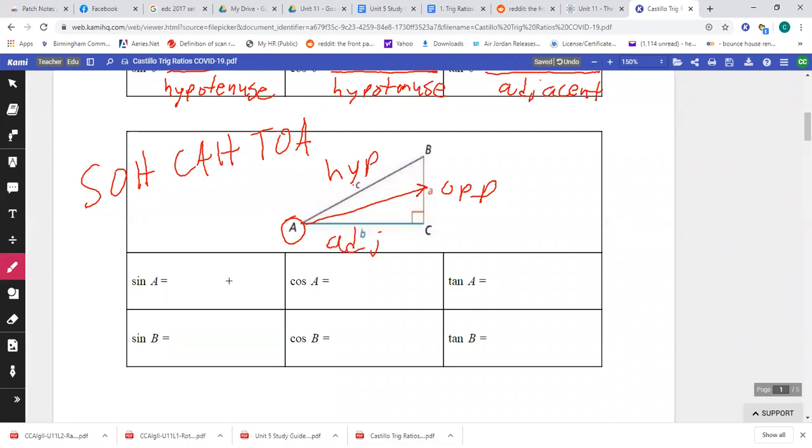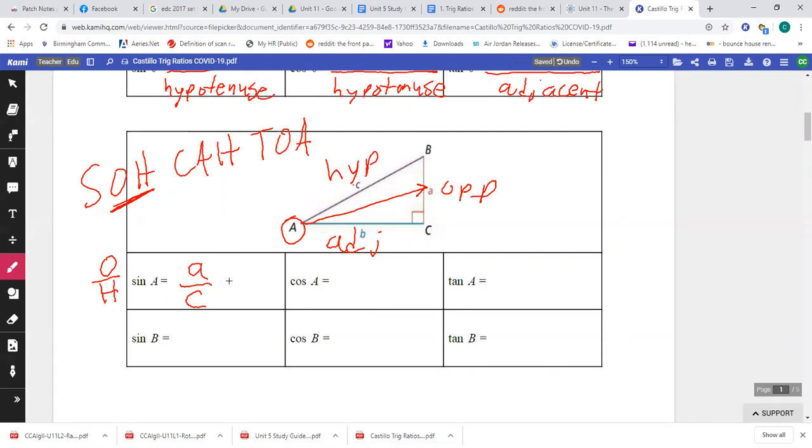So if I want to find sine of A right here, sine of A is opposite over hypotenuse, O over H, right? Opposite over hypotenuse, that's sine. So if I look at A, the opposite is side A, and the hypotenuse is side C.